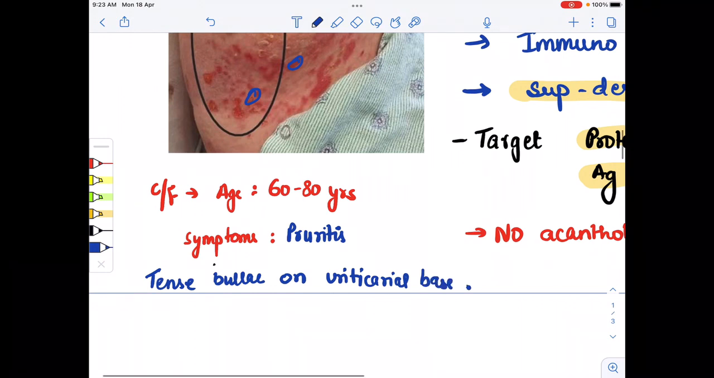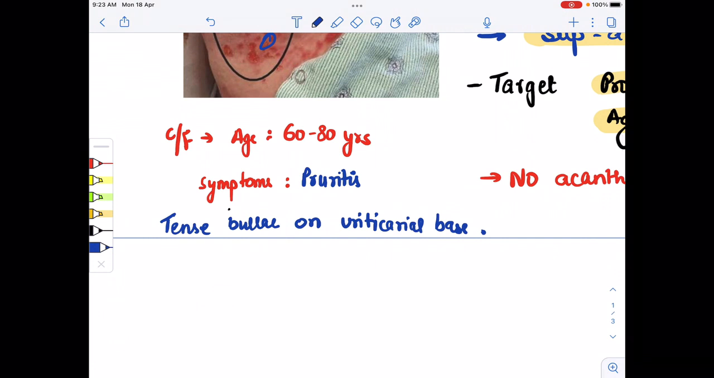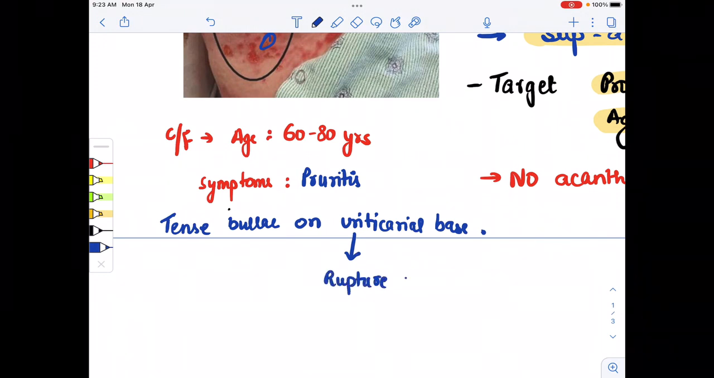When they rupture, there will be erosion. Before rupture there will be itching. We have to understand that if itching starts, it means that it is going to rupture. On erosions, it has a tendency to heal, but it will not spread. So it is not going to extend. Please remember that it is rupture on itching.